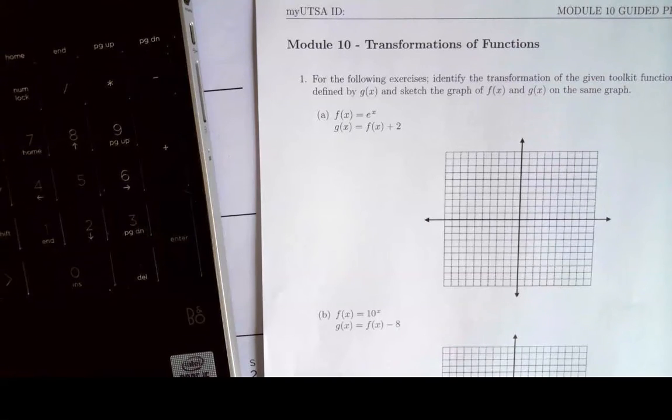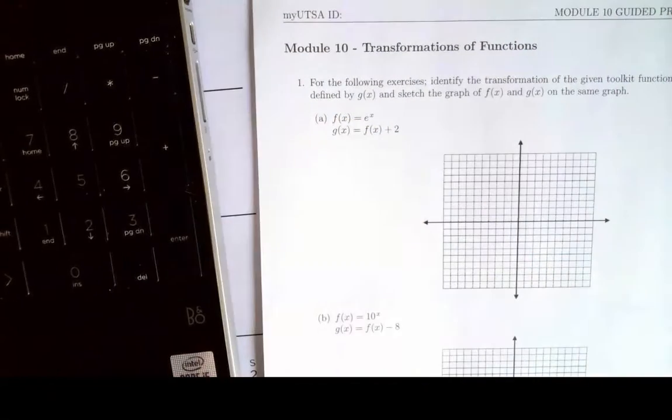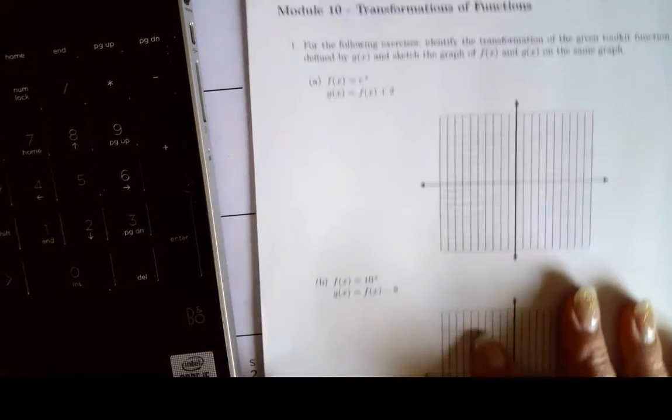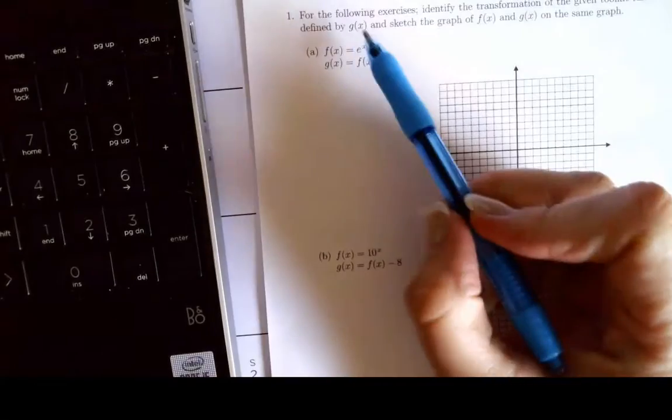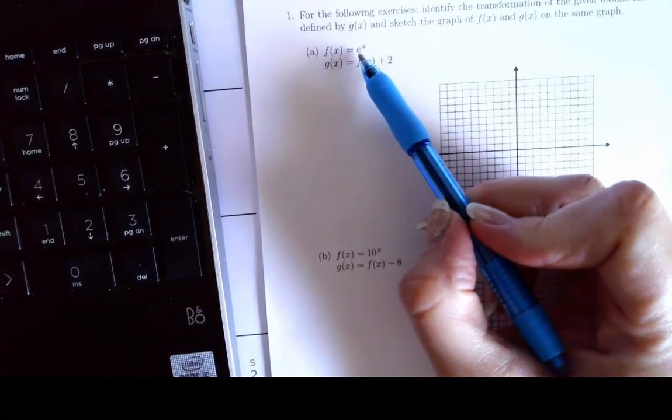So from the notes that I have given you about parent functions and toolkit functions and all sorts of functions, you should remember that e to the x is going to be an exponential function. And my base is e, which is approximately 2.71. And so I know that there are two key points on the function e to the x.